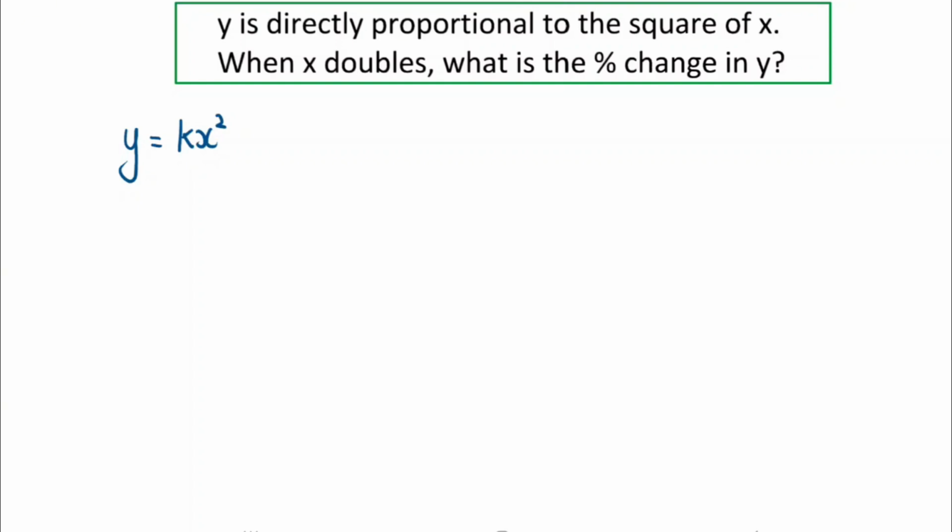Okay, so first let's try to establish the relationship between y and x. So we can write y equals a constant k times the square of x, or x squared.